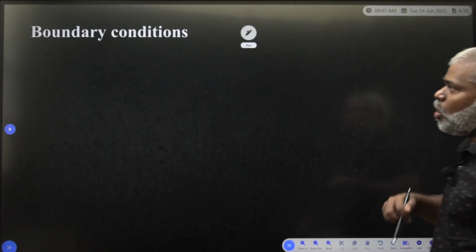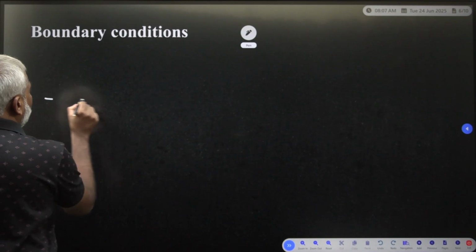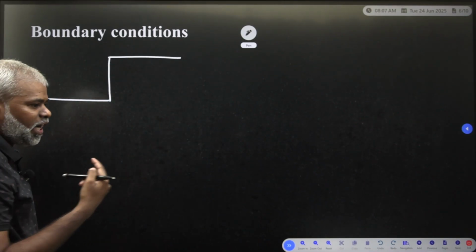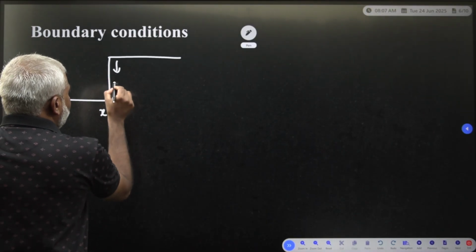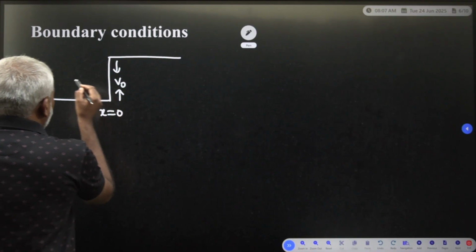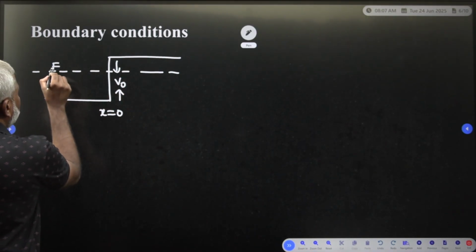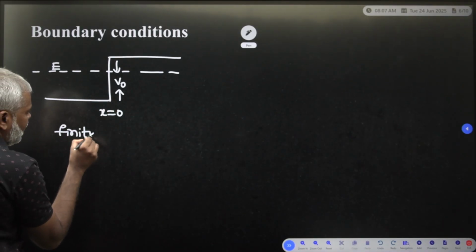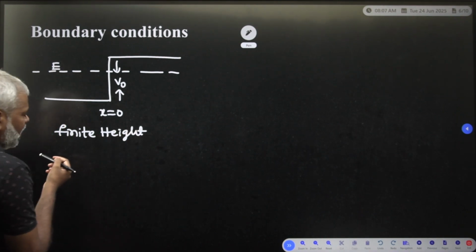Now you apply the boundary conditions. What boundary conditions do we apply? I told the two boundary conditions when I discussed the particle in a one dimensional box. At x equal to 0, the barrier height is V0, so you have to take E less than V0, clear. So this is a finite height boundary condition.